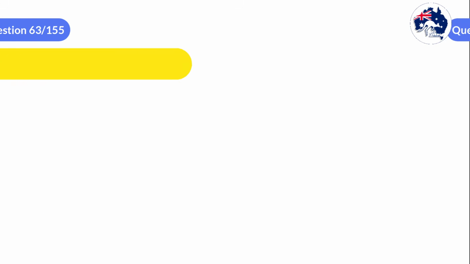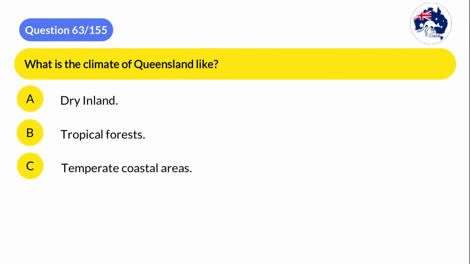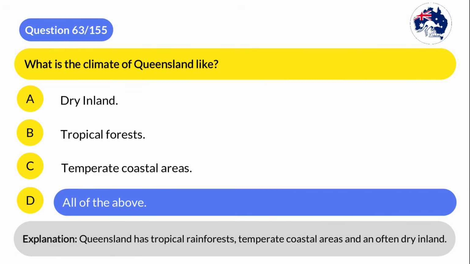Question 63. What is the climate of Queensland like? A. Dry inland. B. Tropical forests. C. Temperate coastal areas. D. All of the above. The correct answer is D. All of the above. Explanation: Queensland has tropical rainforests, temperate coastal areas, and an often dry inland.